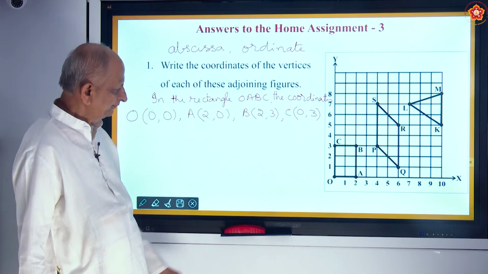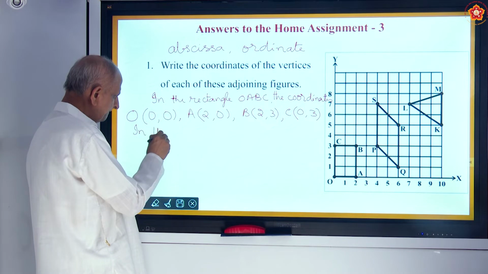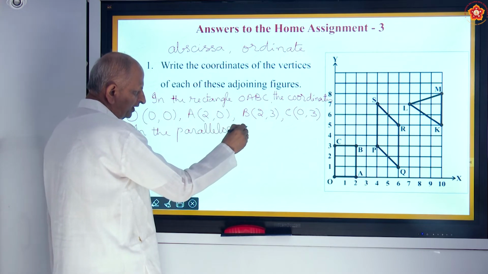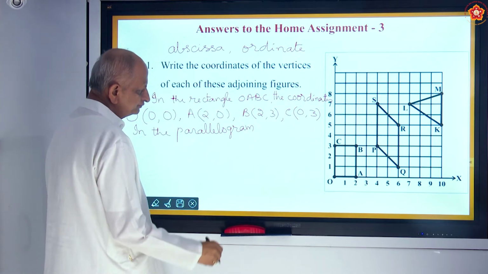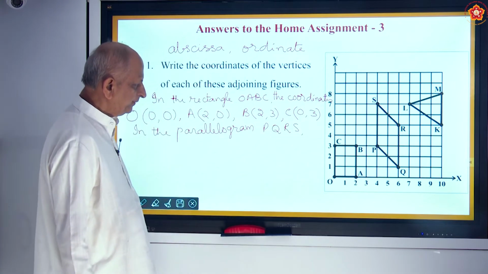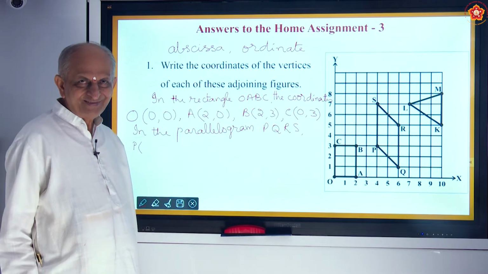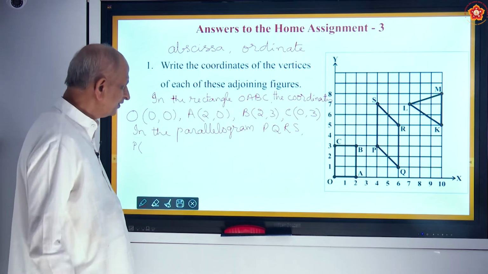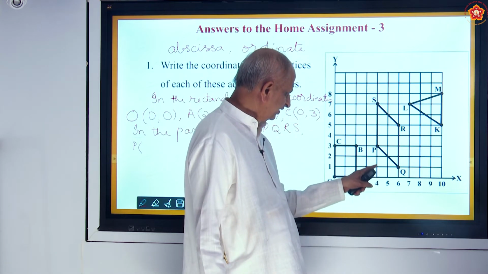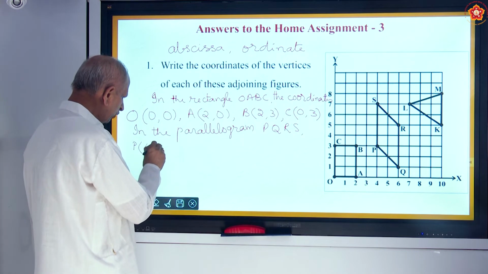Come on, what is the second figure? The second figure is a parallelogram. Why is it called a parallelogram? Because the opposite sides are equal and parallel. In the parallelogram PQRS, now you must tell the positions of PQRS in the graph. First we will start with P. Are you writing down? Don't keep quiet, be writing down, okay? See, point P is here. How will you tell the position? X-axis it is 4, y-axis it is 3. So the coordinates of point P are 4, 3.